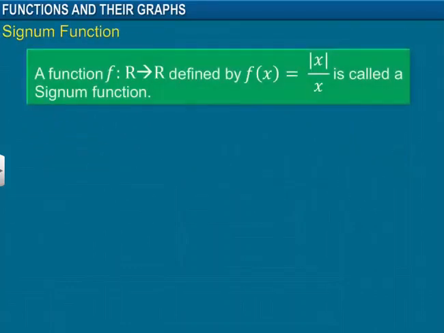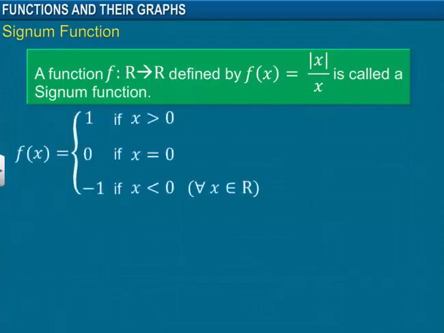A function f from R to R defined by f of x is equal to mod x divided by x is called a signum function. That is, f of x is equal to 1 if x is greater than 0, 0 if x is equal to 0, and minus 1 if x is less than 0, for all x belonging to the set of real numbers.